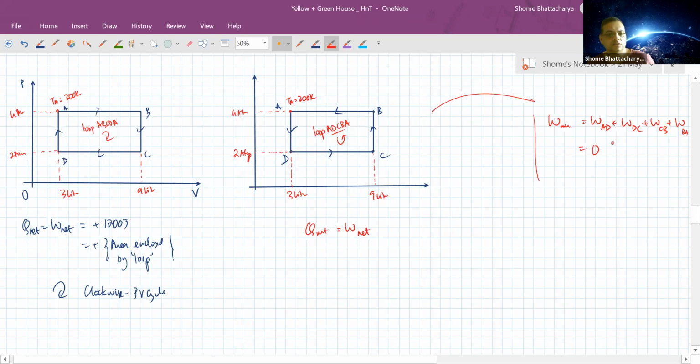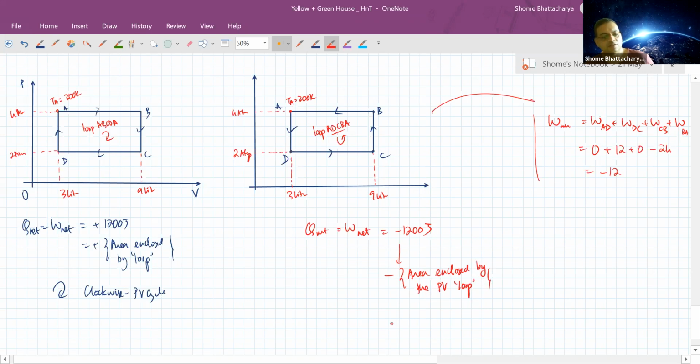So when we do this calculation here, you will see that this is equal to actually positive of that 2 into 6, so 12 liter atmosphere. But this one will become minus of 24 atmosphere. So this will become negative of 12 liter atmosphere. Okay. So this will be here exactly minus 1200 joules. So it will be negative of the area enclosed by the PV cycle or the PV loop.